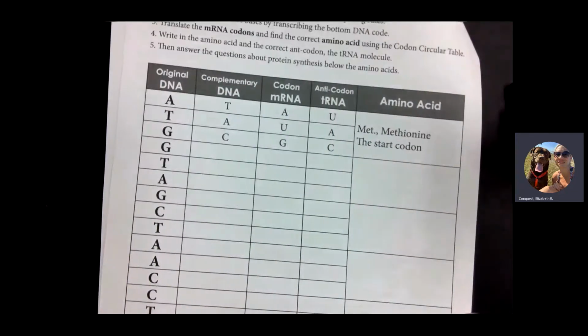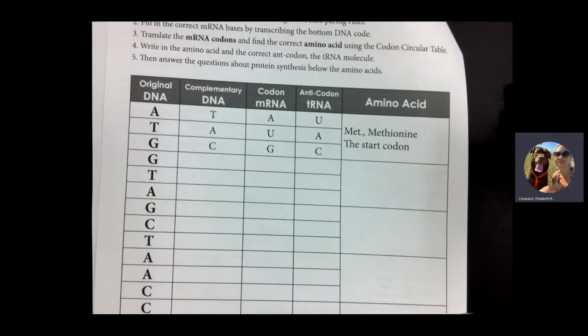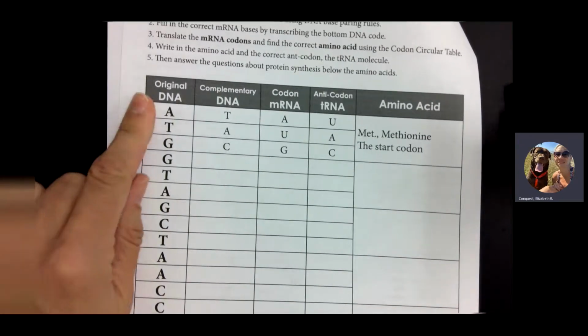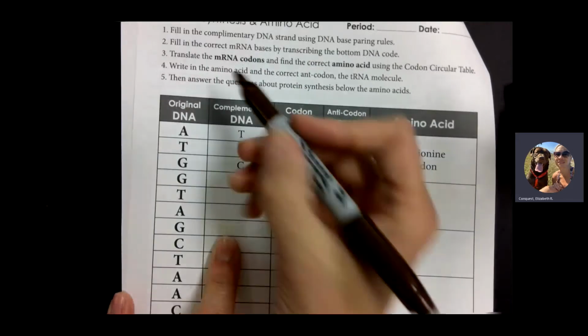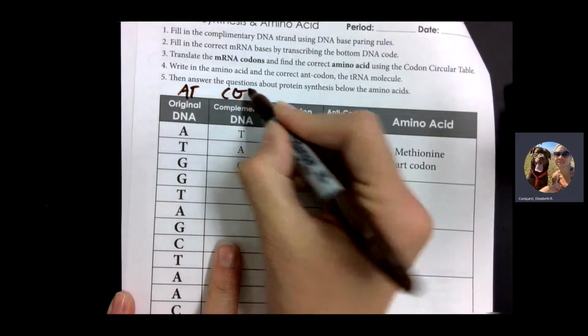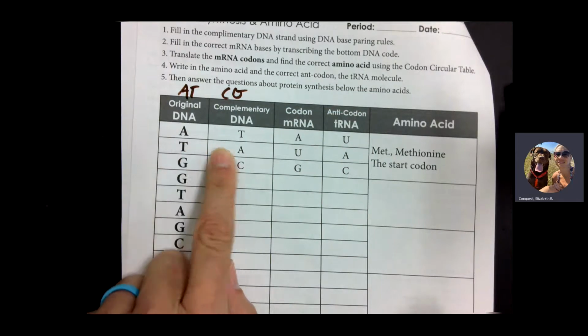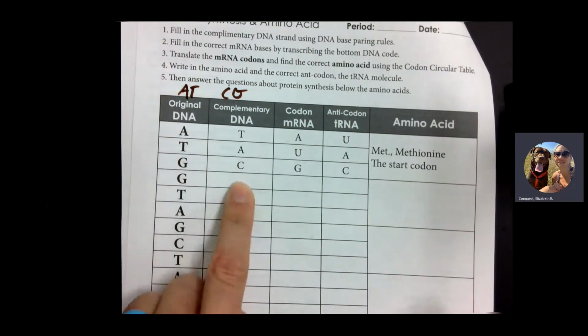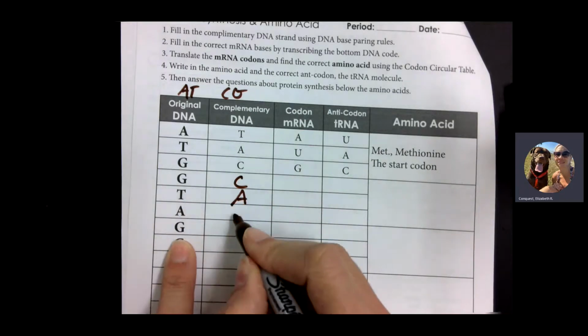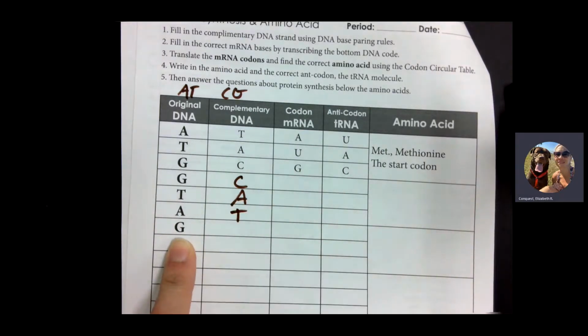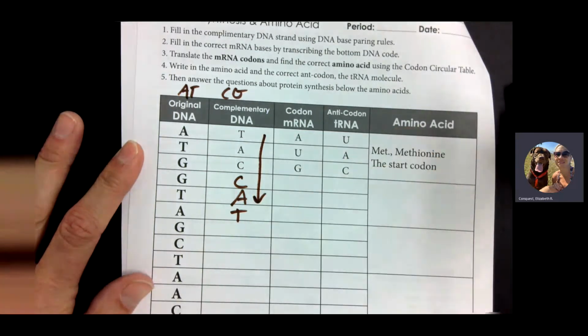Let me get one that I haven't written on yet. All right, on the inside, it tells you what to do. Basically, we are going to change DNA into our complementary strand. So recall A, T, C, G. They did the first one for us. A goes to T, G goes to C. The next three would be like that. So you want to fill this out going down.